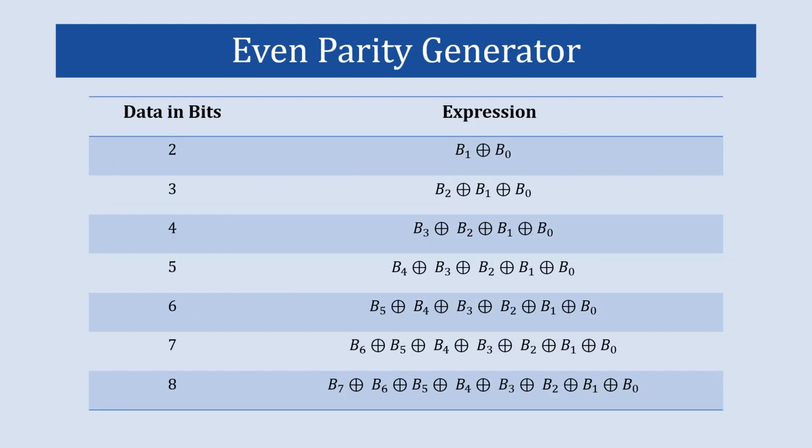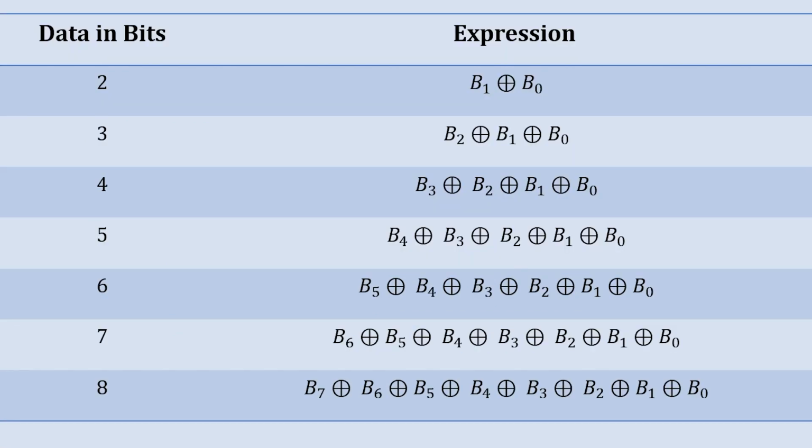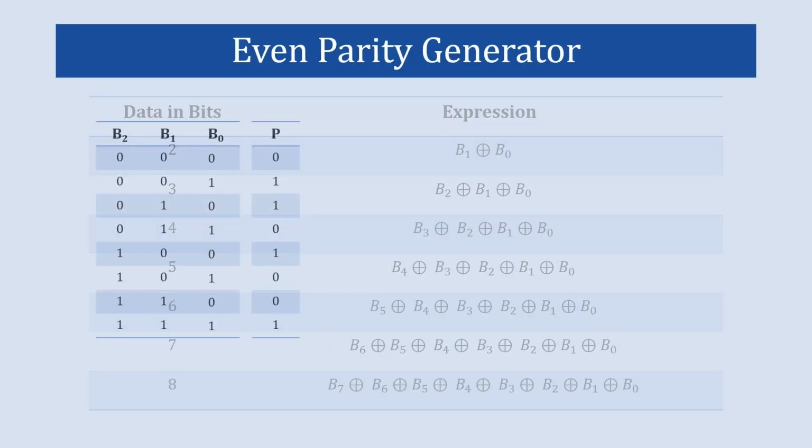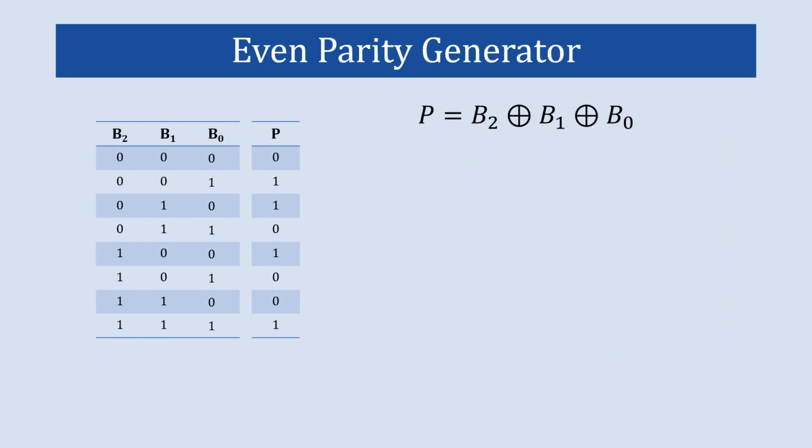Here you can see all the equations for the even parity generator for different bits of data, from 2-bit to 8-bit data. And if the data is even larger, you can extend this expression further. So now this is the equation for the 3-bit parity generator that we have developed, and using this equation we are going to develop a logical circuit.